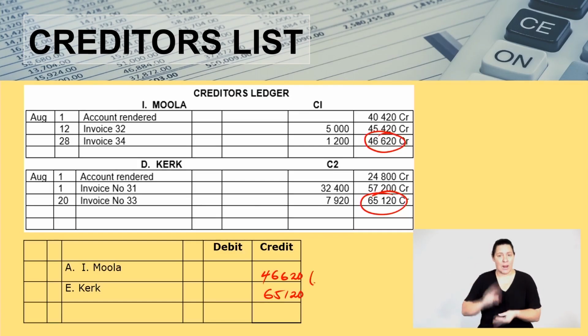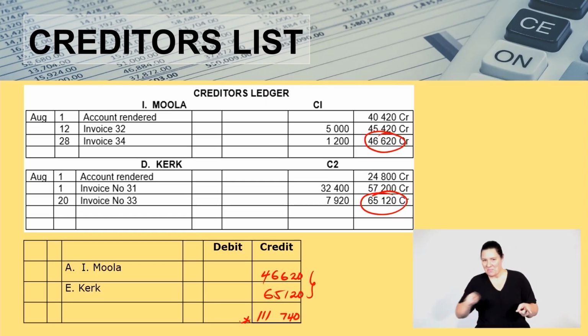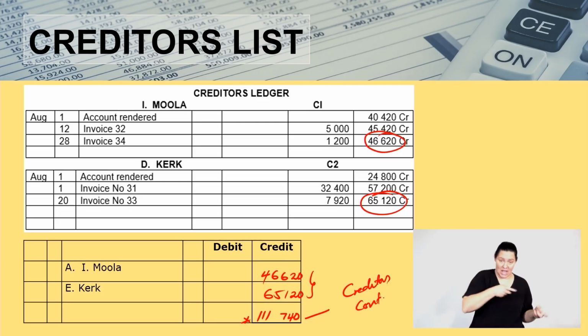I want you to quickly add these two totals. Quickly add these two totals and tell me how much do you get. You get 111,740. Does this figure ring a bell when you see 111,740? Do you remember when we saw this? When we prepared the creditors control account. If you go back to your creditors control, you will see that we had the same balance.